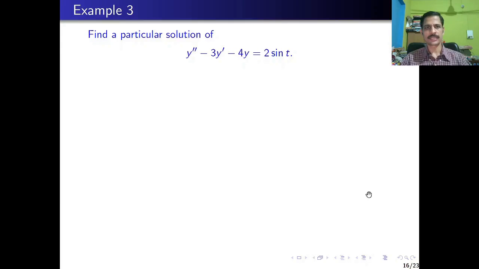Next example is find a particular solution of y double prime minus 3y prime minus 4y is equal to 2 sin t. Here Rx is 2 sin t. From this we have to guess what our candidate for particular solution will be, or we want to apply undetermined coefficient.